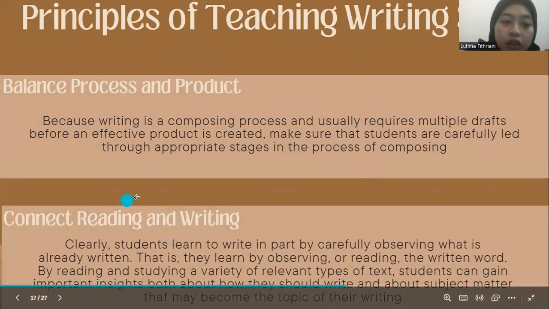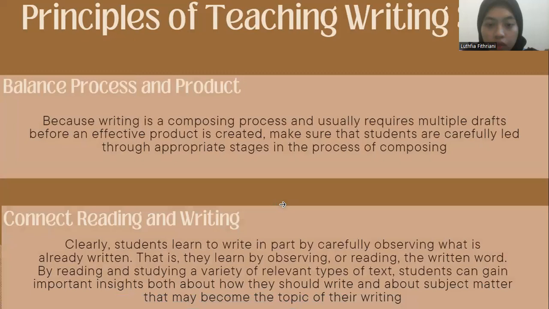The second is connect reading and writing. Clearly, students learn to write in part by carefully observing what is already written. That is, they learn by observing or reading the written word. By reading and studying a variety of relevant types of text, the students can gain important insight both about how they should write and about subject matter that might become the topic of their writing.